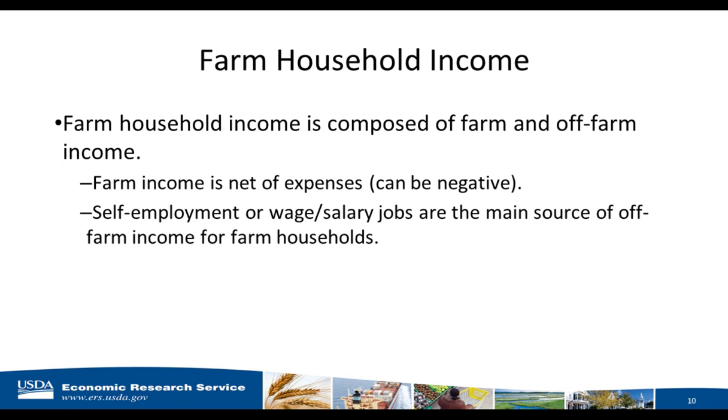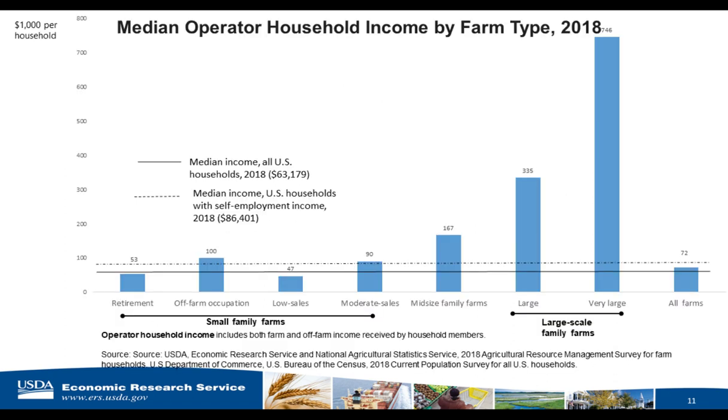The farm income measure is a net measure, so it can be negative because we're netting out expenses. Off-farm income mostly comes from self-employment or wage or salary jobs. Other types of farm income includes transfer income such as Social Security, investments, pension, 401k plans, and income from capital gains. So with that in mind, let's look at median household income by farm type.